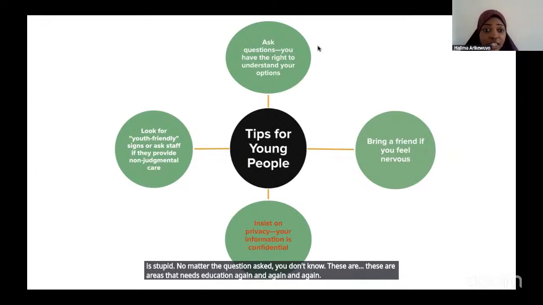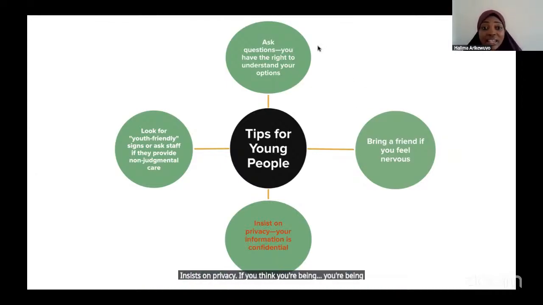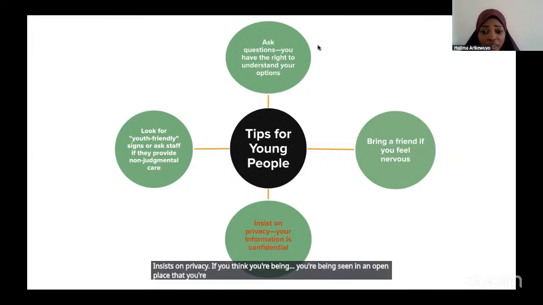Insist on privacy. If you think you're being seen in an open place that you're not comfortable with, these are sensitive matters that should be discussed in privacy, and healthcare professionals provide confidentiality. We are bound to give you confidential discussion, except if there is risk to life or anything, when we might need to break confidentiality. But it is important to know that confidentiality is key, and we are bound to provide that service.